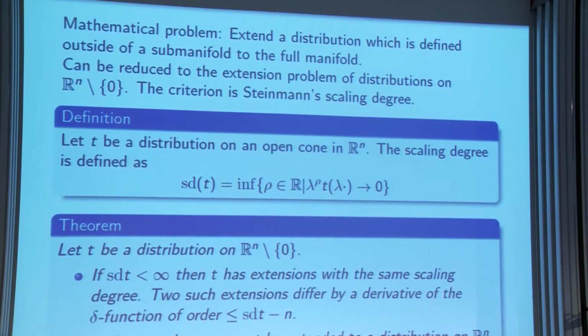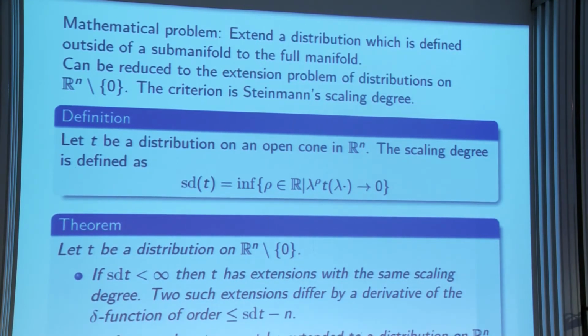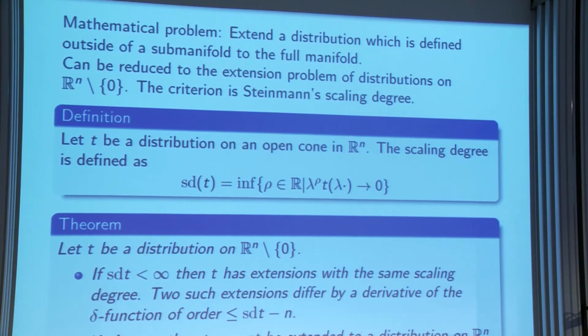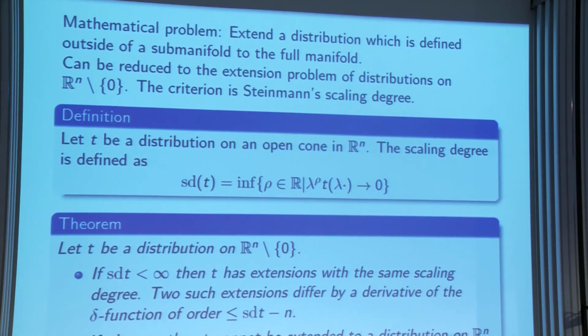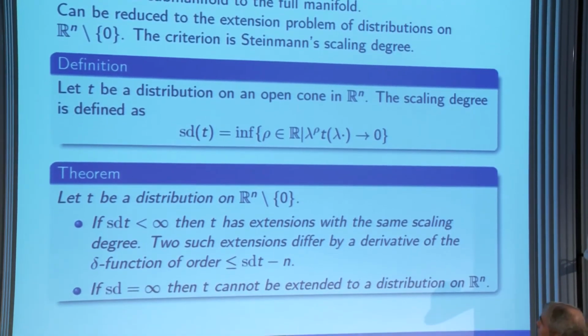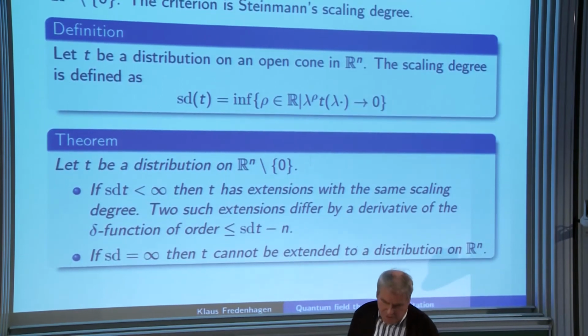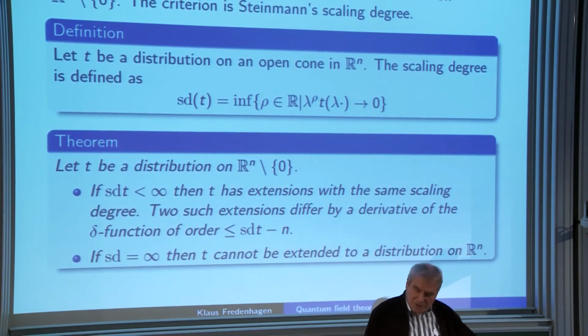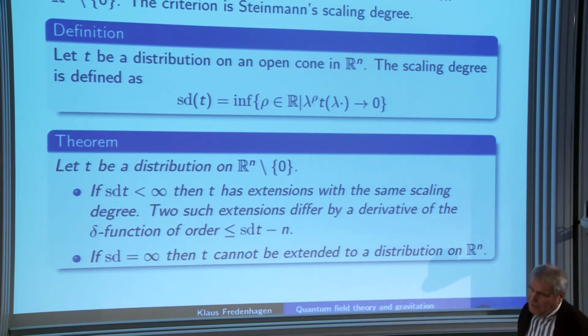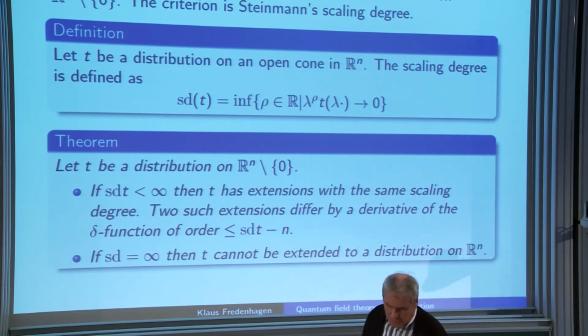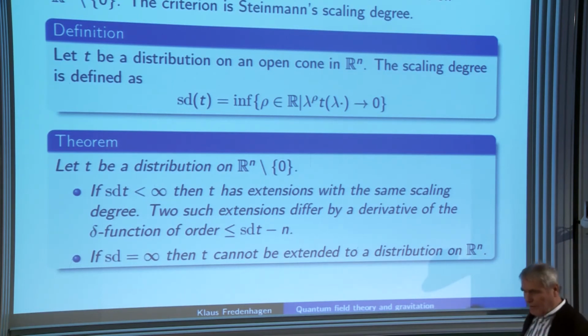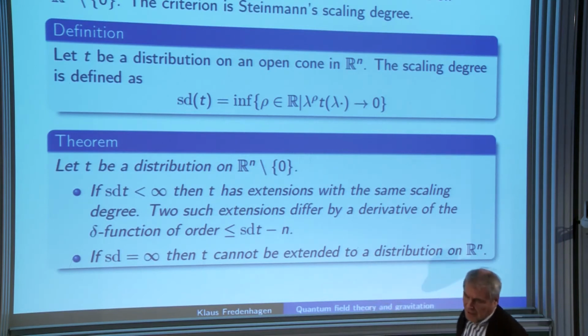And then you can discuss this extension in terms of the scaling degree, which was originally defined by Steinmann. So this is the following definition. You scale your distribution by some positive factor lambda. You multiply the distribution by a certain power of lambda, and you ask that this sequence of distributions converges to 0 in the sense of distributions as lambda goes to 0. And so you test the singularity at the origin. The infimum of these numbers is called the scaling degree.